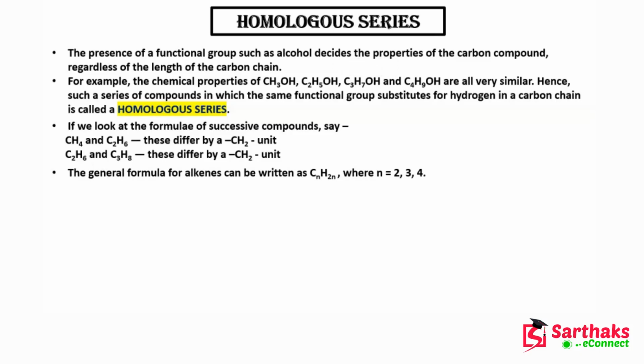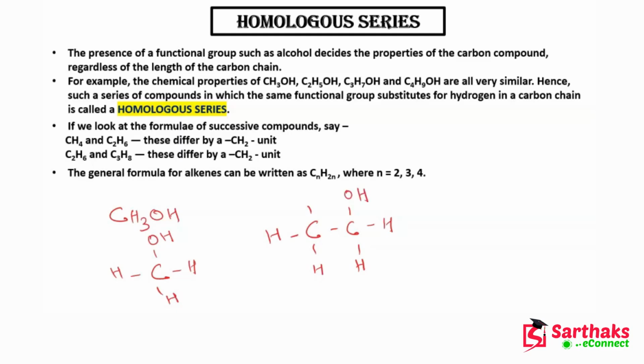If I give you an example by drawing the structure, let's suppose CH3OH. Here the hydrogen is replaced by this OH. And in C2H5OH, what will happen? Let's suppose this is hydrogen, this is another hydrogen, and here the OH will be attached. Now this will become C2H5OH.